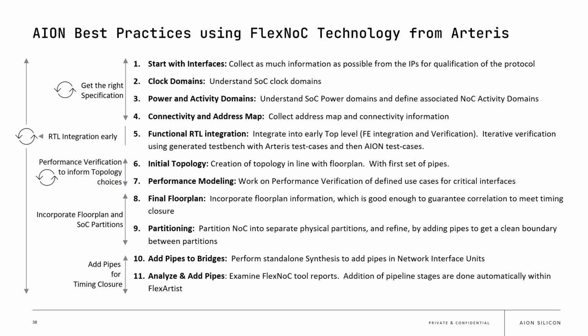So in terms of best practices using FlexNoC technology from Arteris, we see 5 steps here. So first of all, get the specification right. Collect as much information as possible from all your IPs regarding protocol requirements. Get all your clock domain information, power clock reset information, activity domains, connectivity map, and address map as well, so that you get your specification right first.